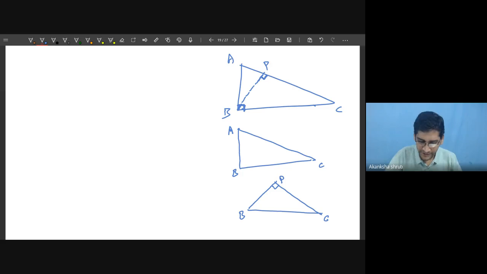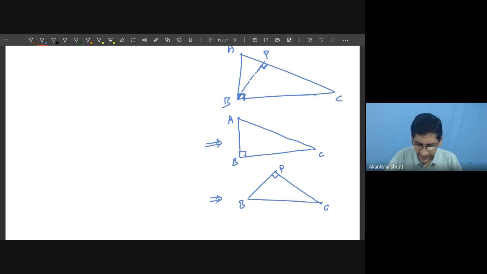Student, observe carefully. Focus over the two triangles, ABC and BPC, separately. I have just separated these two triangles to make you understand. Here we are observing angle B is matching with angle P. Whatever the angle C is here, the same is angle C here. So the two angles are equal because angle B equals angle P, both 90 degrees. Angle C is common.